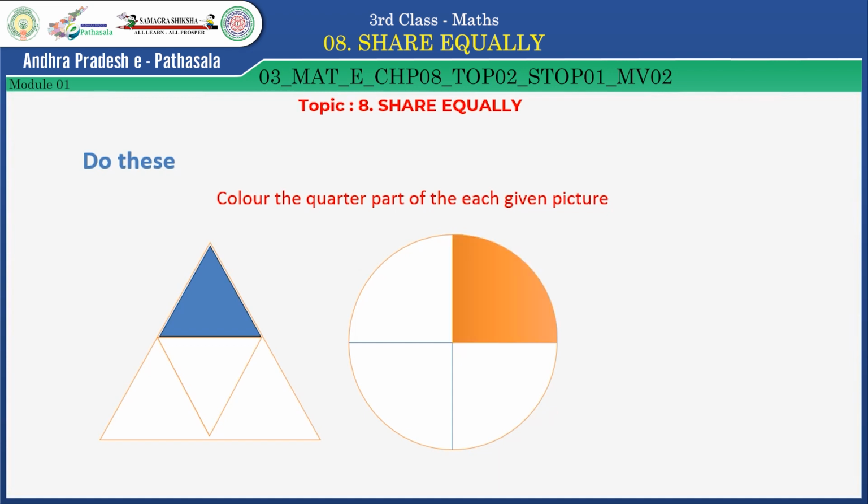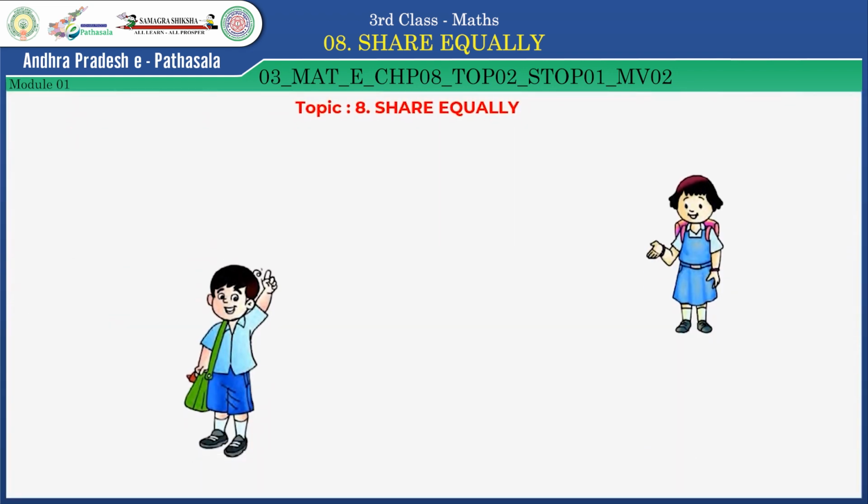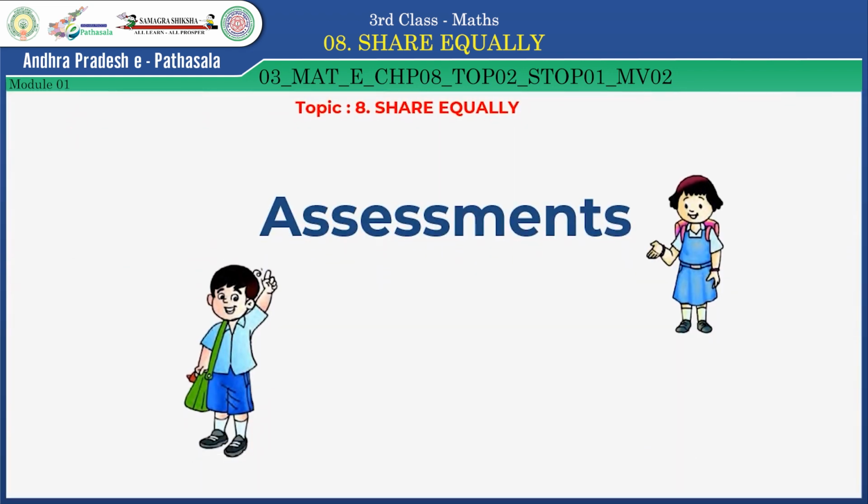Right. Observe the third picture. That is made into 4 equal parts. Right. Now color the quarter part of the picture. That's right. Now we do some simple exercises.